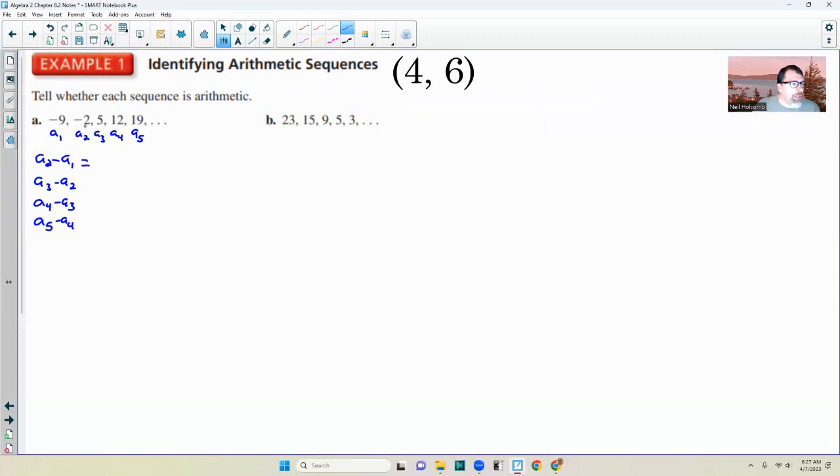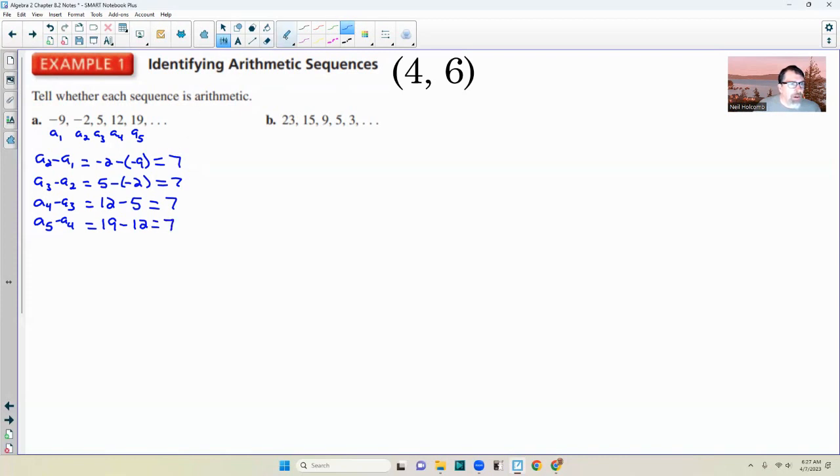And in doing that, a sub 2 is negative 2 minus a negative 9, which is plus 9, or 7. Negative 2 plus 9 is 7. A sub 3 is 5 minus a negative 2, which is plus 2. Well, 5 plus 2 is not 9, it's 7. Okay, so anyway, a sub 4 is 12 minus a sub 3, which is 5, and that's giving us 7 again. And finally, a sub 5 is 19 minus 12, which is our a sub 4. 19 minus 12 is 7.